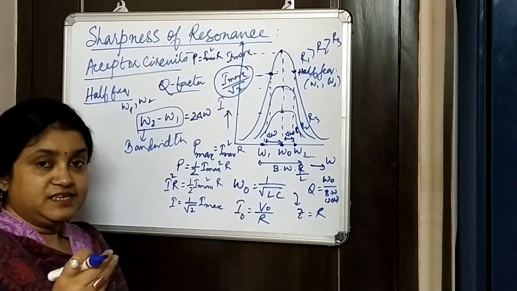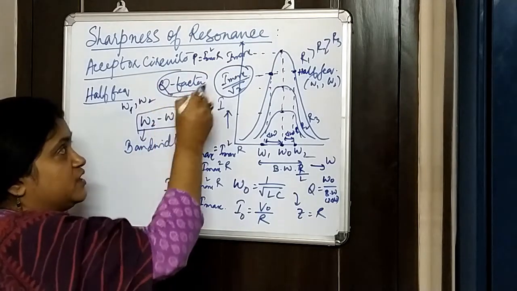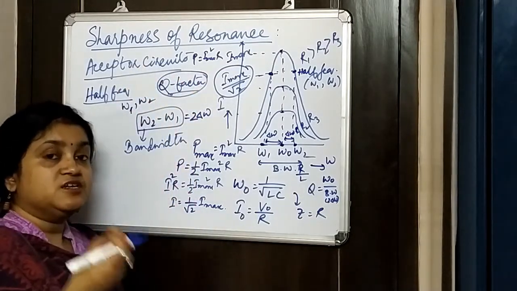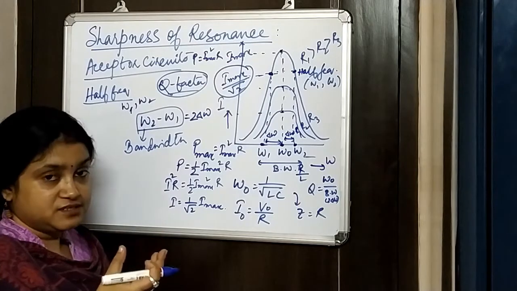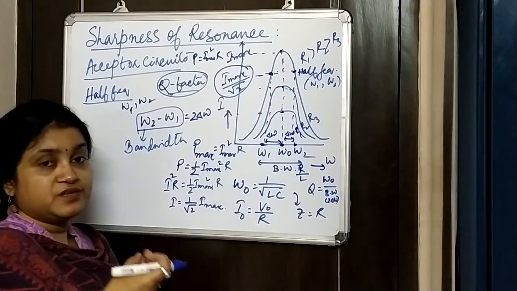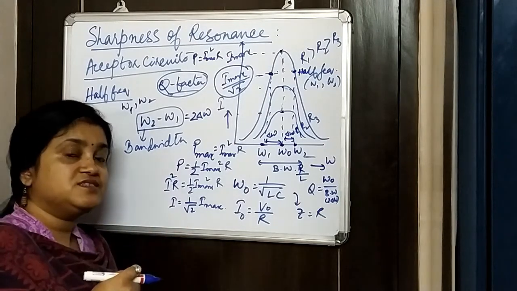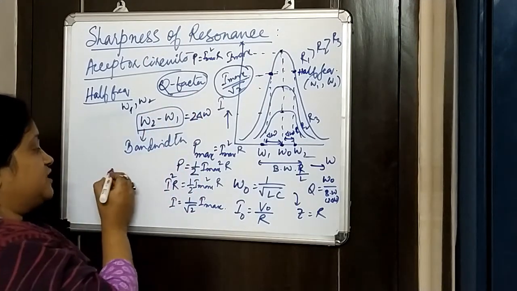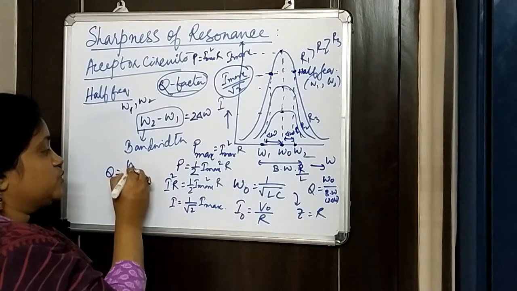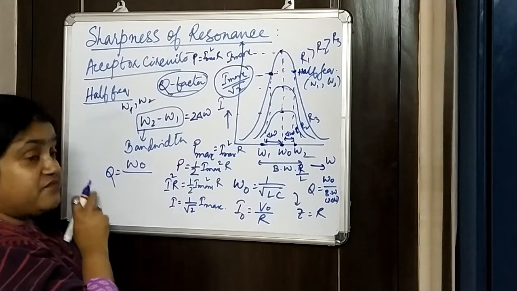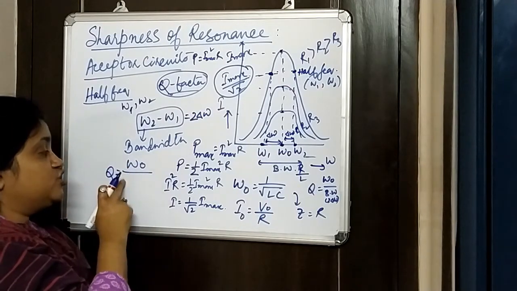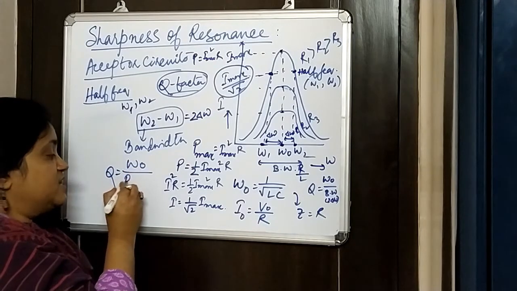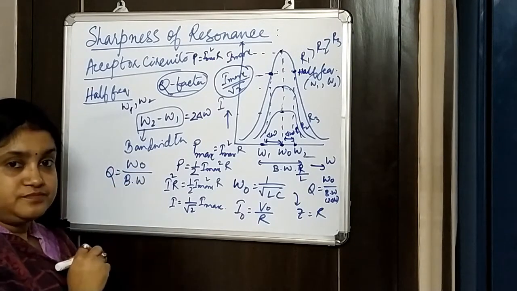Now the technical term that I have defined as quality factor gives the quality check of the circuit, or how sharp the resonance of that particular circuit is. This quality factor is a factor, so it's a ratio. It's a ratio between the resonance frequency and bandwidth.